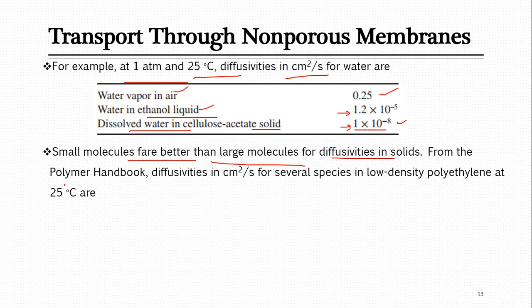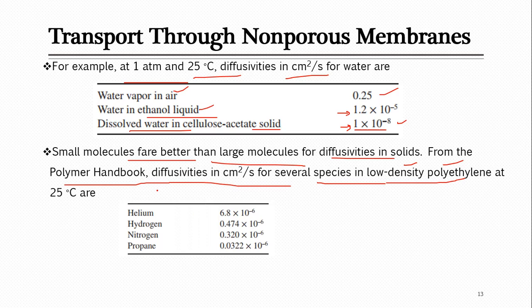For example, from one book, Polymer Handbook, you have diffusivities of various hydrocarbons through low density polyethylene. This membrane is made up of low density polyethylene, and you are operating it at 25 degrees C. If you look at various chemicals, their diffusion through this membrane is different. For example, here you have helium, then hydrogen, then nitrogen and propane. Overall, as the molecule size increases from hydrogen to nitrogen and then propane, their diffusivity is decreasing.